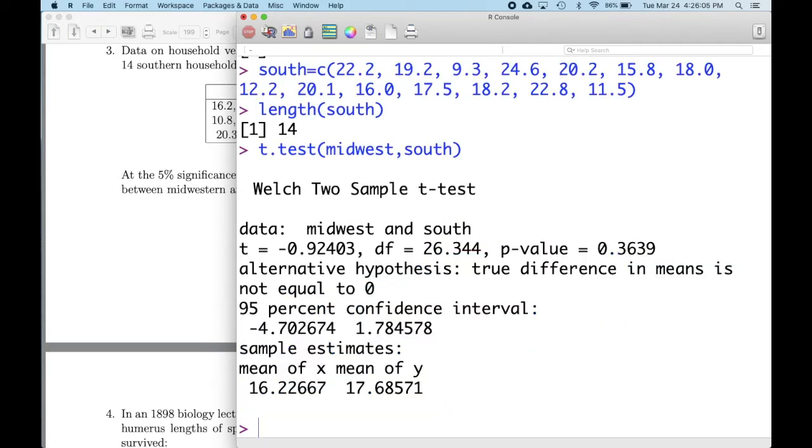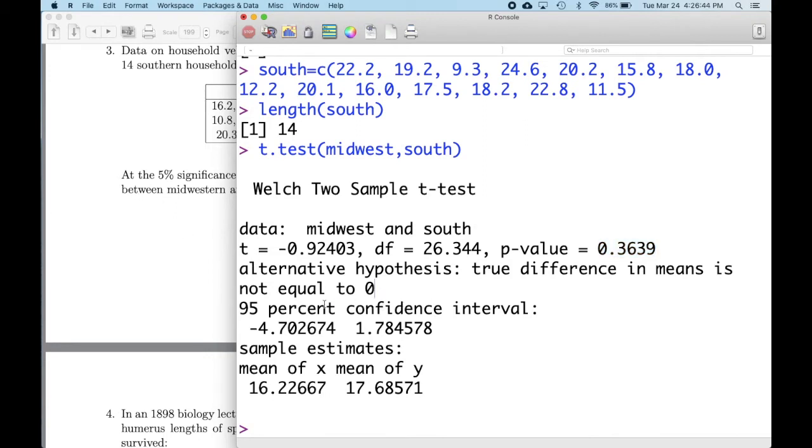Type in t.test, and it spits out this amazing array of information. It gives you your t-value, which we said was negative 9.24. Our degrees of freedom was 26.344. If it's a non-pooled t-test, you're supposed to round down, so your cutoff should really be just 26 degrees of freedom. This gives you your p-value, which tells you, at the 5% significance, do we reject or not? It turned out we did not reject. We didn't have enough data to say that they were different.